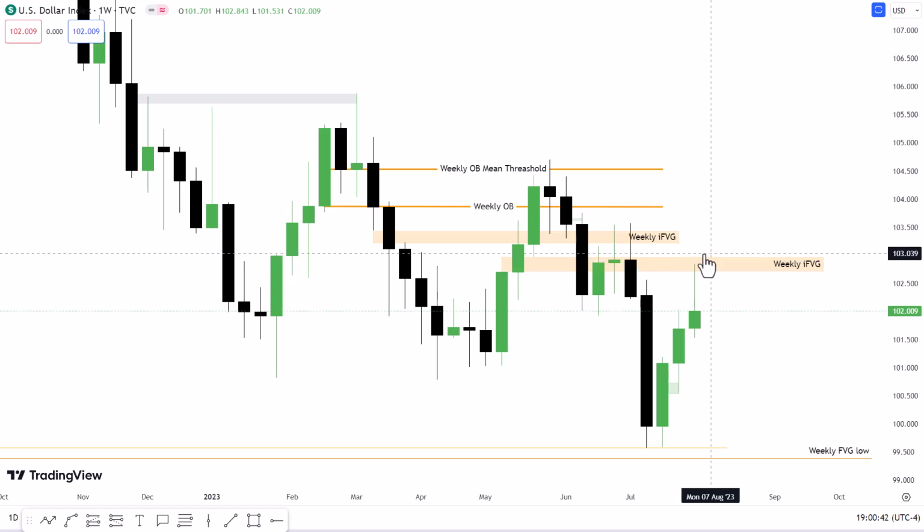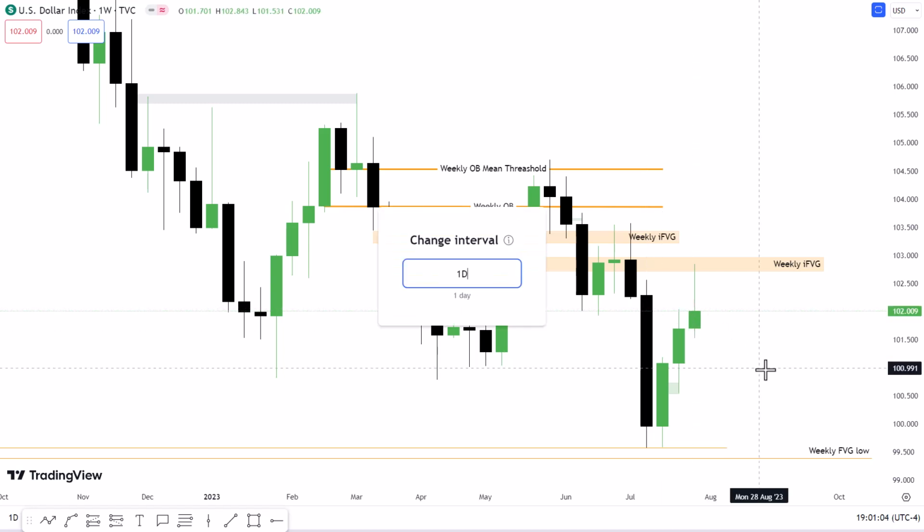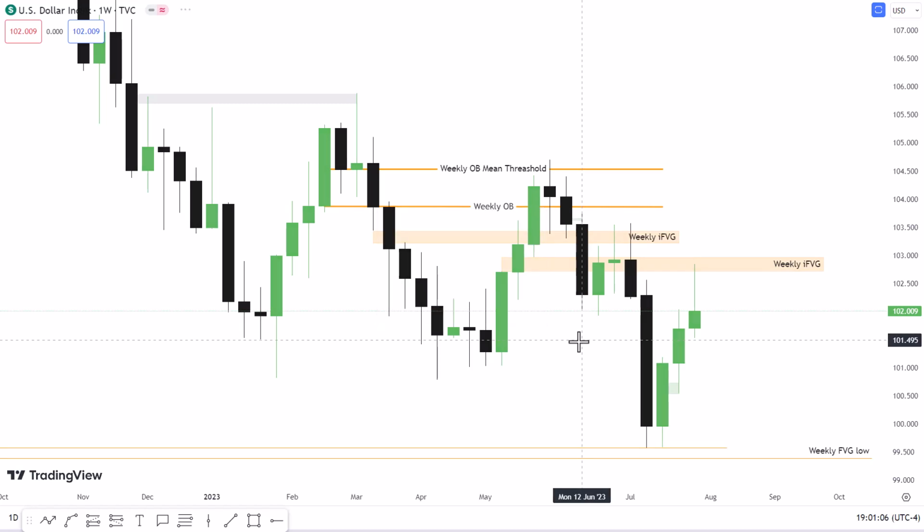If we see price closing above this inversion fair value gap, then I will be expecting higher prices. But right now, since we are still below this inversion fair value gap, I'm expecting lower prices this coming week. So that's that for the weekly. I want to drop down to daily on the US dollar.